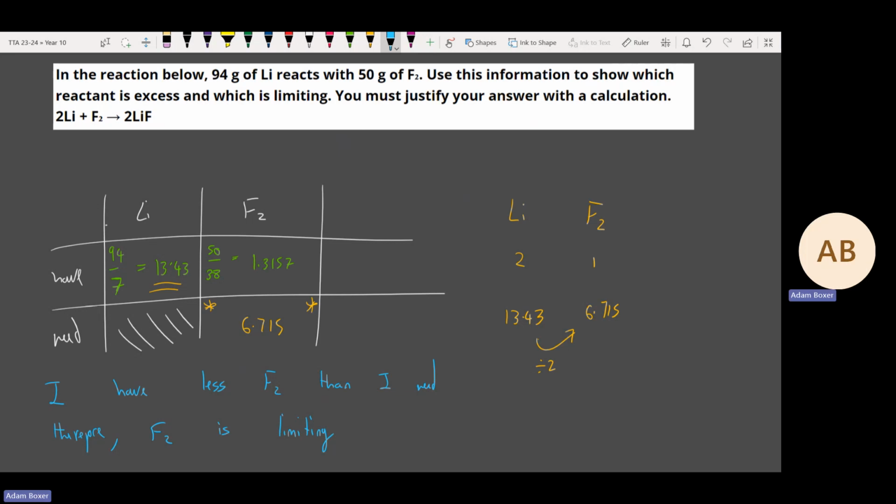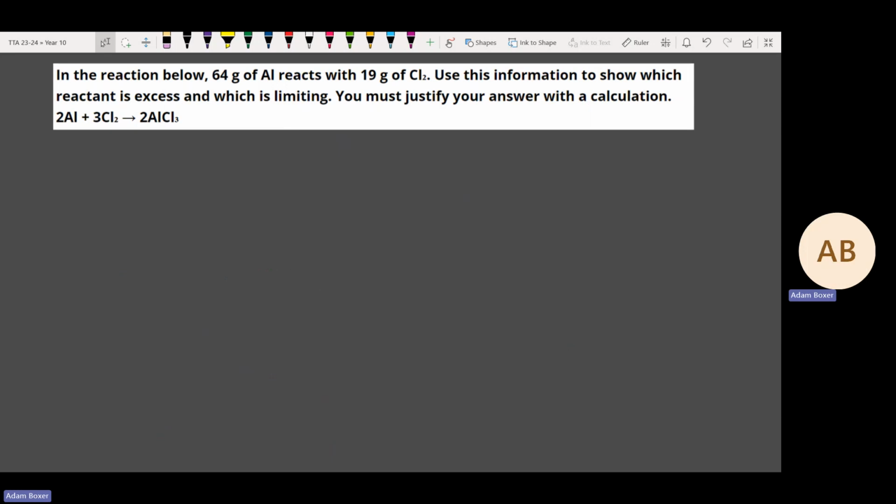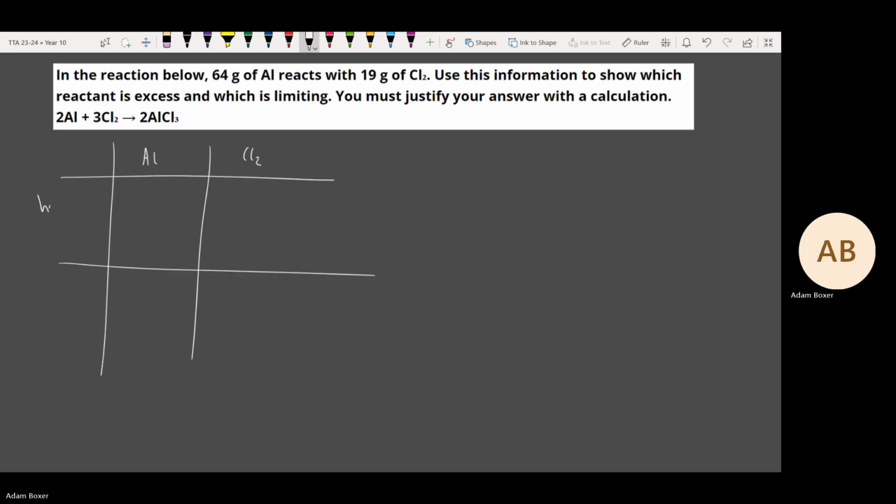Let's do one more. And what I'm going to ask you to do is run it through yourself, and then I'll show you my working. Pause the video, do it yourself. Okay, so I'm ready to work through this now. I've got Al, I've got Cl2, my table, have, need.